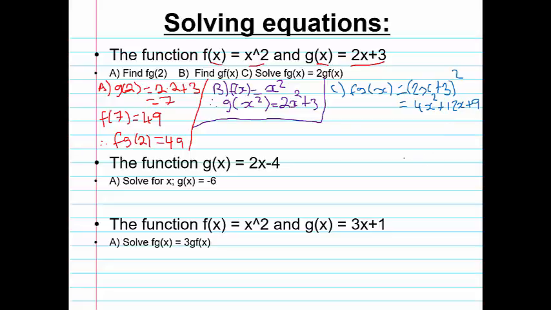And it said that that's equal to 2 g of f of x. So you'd write this: 4x squared plus 12x plus 9 is equal to 2 times g of f of x, which is actually just 2x squared plus 3.